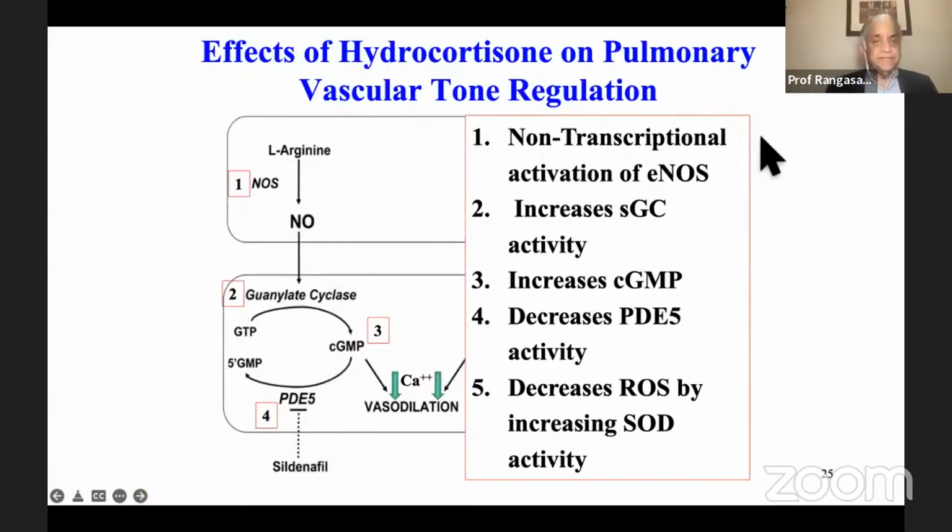So how does hydrocortisone work as a vasodilator? These are the 5 mechanisms that have been proposed based on preclinical animal studies. Non-transcriptional activation of endothelium-derived nitric oxide synthase enzyme, increase in soluble guanylate cyclase activity. I told you nitric oxide has to combine with guanylate cyclase to convert GTP to cyclic GMP, increase cyclic GMP concentration, decrease PDE5 activity, just like sildenafil, and decrease the reactive oxygen species by increasing SOD activity. These are some of the mechanisms by which hydrocortisone can act as a vasodilator.